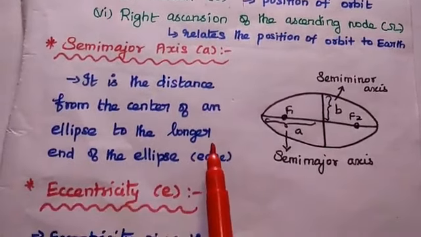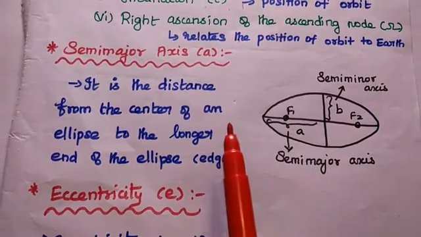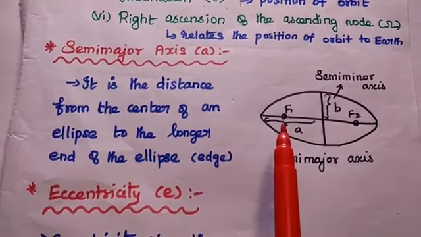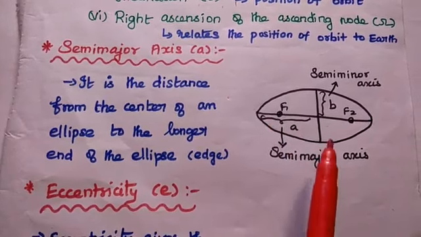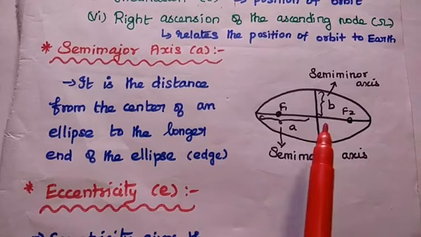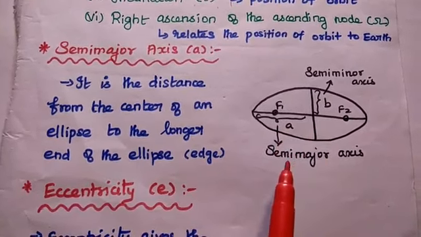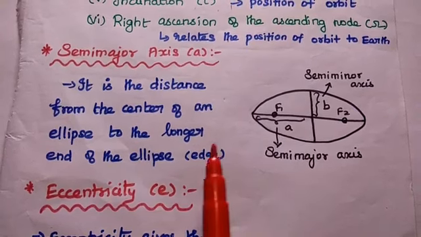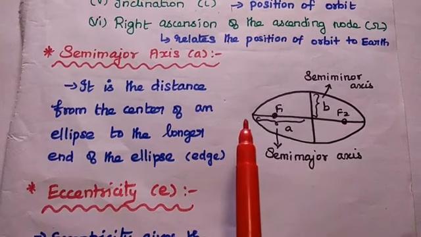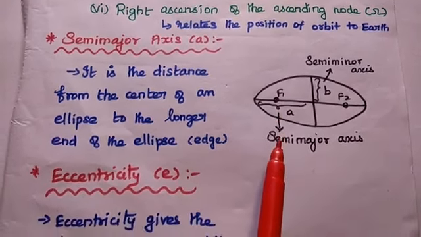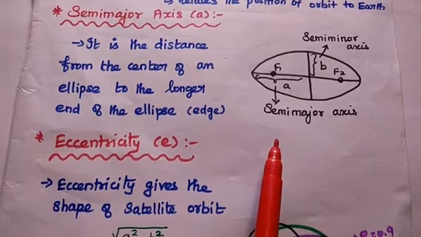The first one is semi-major axis. In general, the path of the satellite is an elliptical path. So here, the horizontal line represents the major axis, and the vertical line represents the minor axis. Half of the major axis is known as the semi-major axis. So it is the distance from the center of an ellipse to the edge of the ellipse. Okay, so that is the semi-major axis. It defines the shape of the satellite orbit.